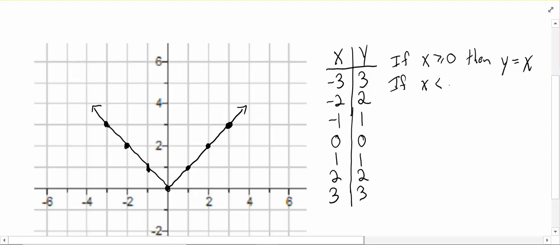But if my x value is negative, if it's less than 0, then we are going to change the sign. So the y value is just the opposite of the x. So if we look at what's going on here, this makes sense that on the right side of the graph, we have a slope 1 line, and on the left side of the graph, we have a slope -1 line. So an absolute value graph is going to look kind of like a V.